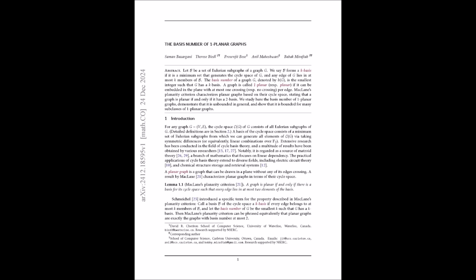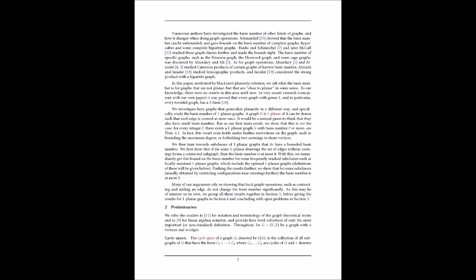It's like the map maker got a little bit lazy, but not too much. Okay, got it. So we're dealing with graphs that are almost planar, but with a little bit of controlled chaos. Right. Now, where does this basis number thing come in?